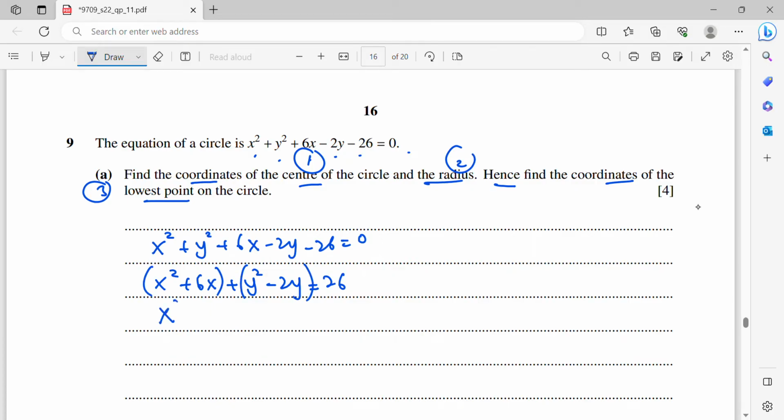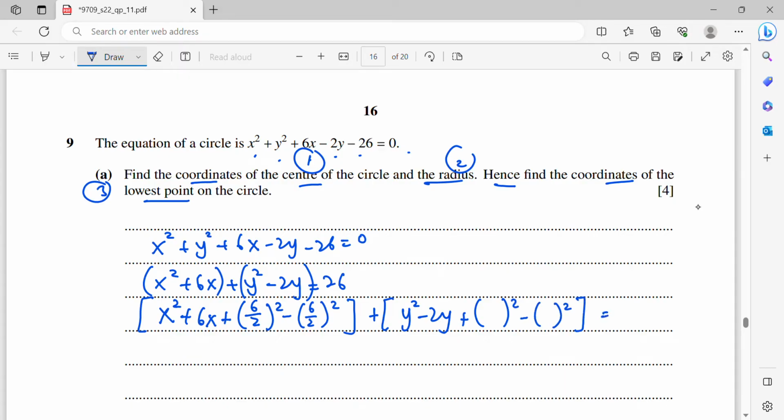Okay, so x squared plus 6x plus bracket squared minus bracket squared. This is for the x. Then the term inside the bracket will be half of the coefficient of x. That means it's 6 over 2. Same goes to the y. So y squared minus 2y, then plus bracket squared minus bracket squared, then equals to 26. So the term inside the bracket will be half of the coefficient of y, which means minus 2 over 2.